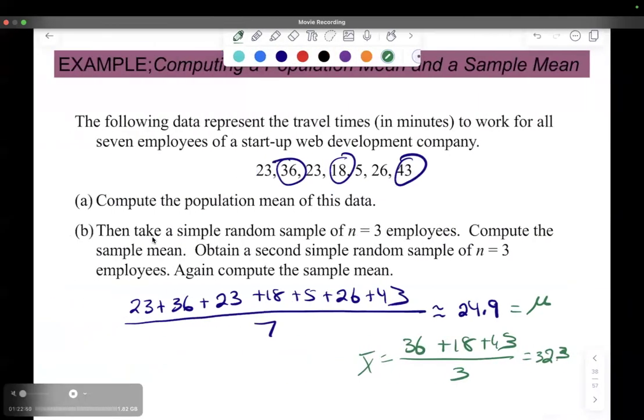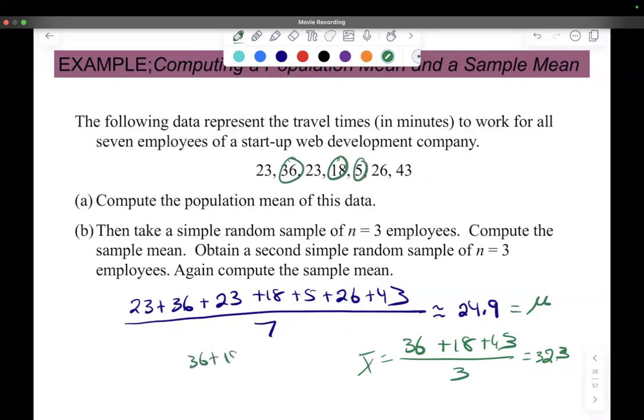Every time I get random numbers, I'm just going to choose 3 other ones. If I chose 3 different random numbers here, let's pretend those are random, and I have 36 plus 18 plus 5. This is going to be an X bar again. Oops, I didn't divide by 3. Now I have 19.7. Obviously, the population is much, much more accurate.